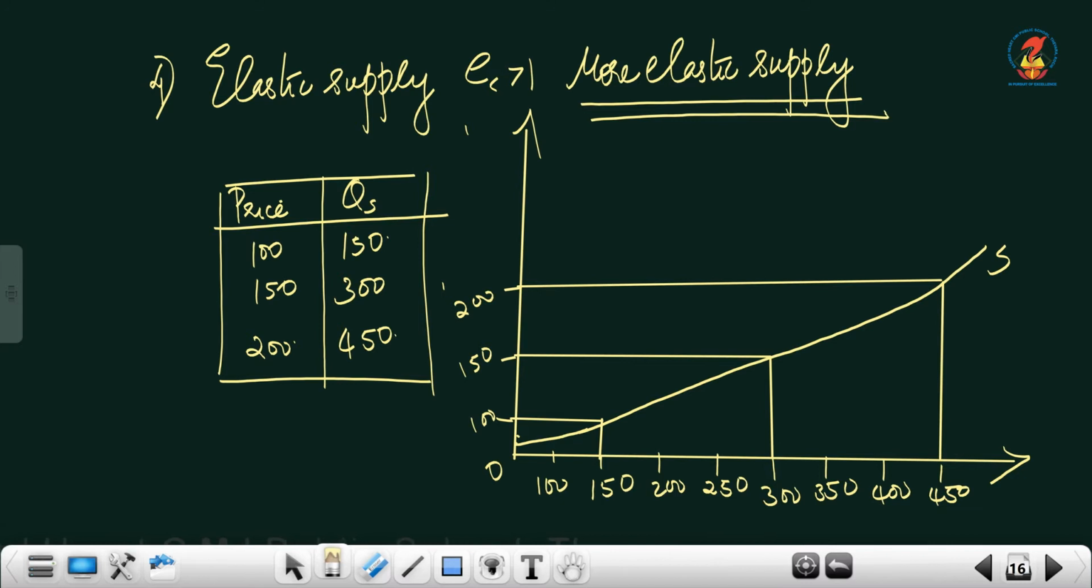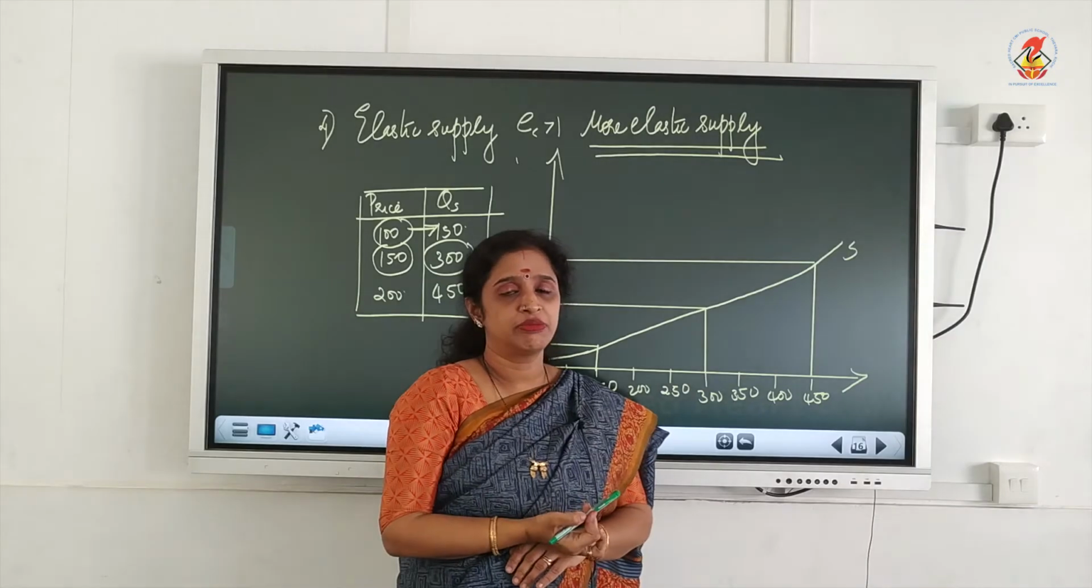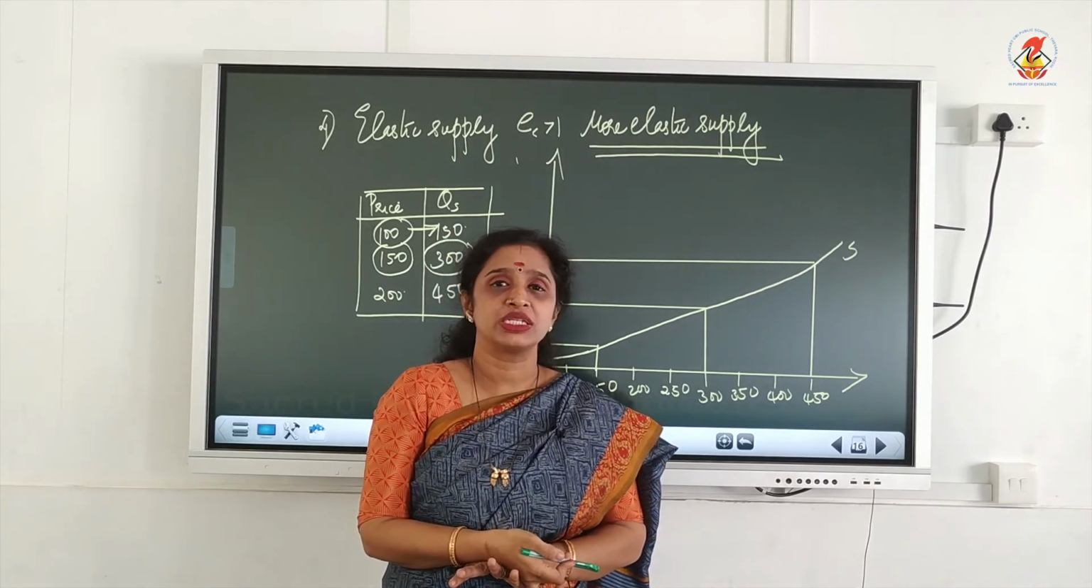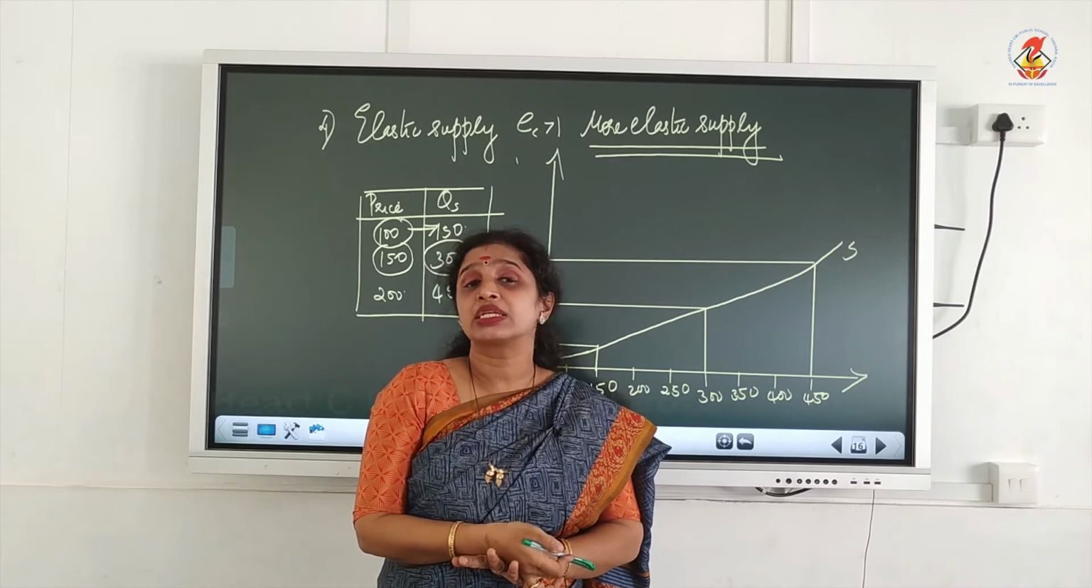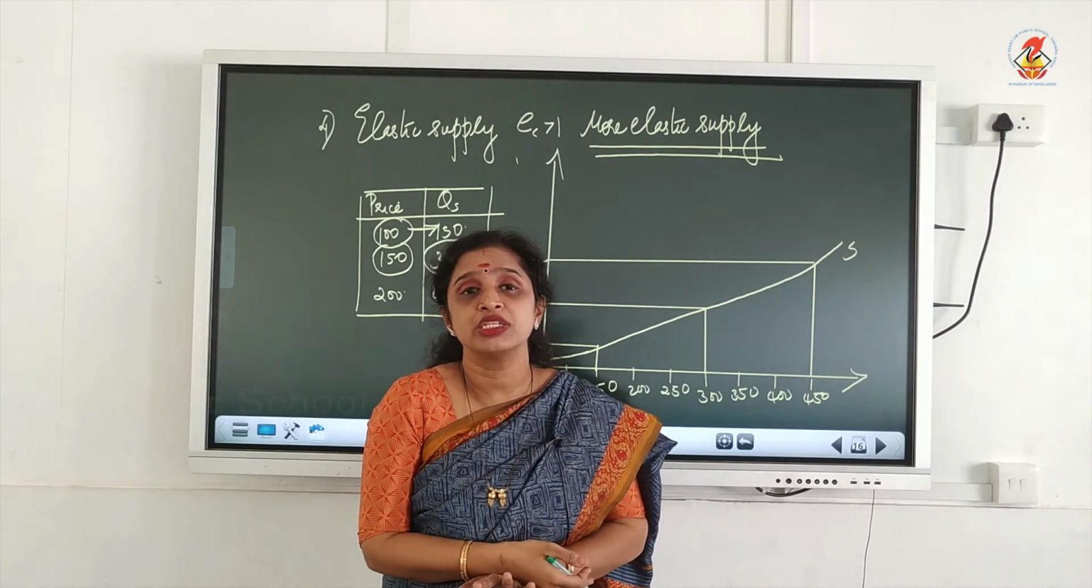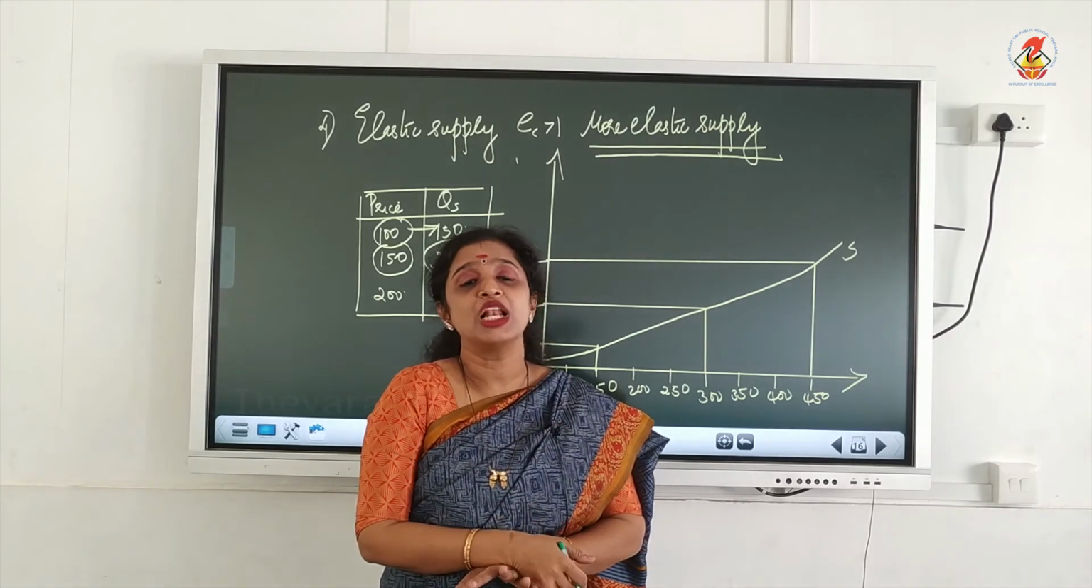What do you mean by more elastic supply? Let us learn it from the table. Price is given as 100, quantity supplied is 150. Now normally we know when the price increases, the producers will increase the supply, isn't it? When the price increases from 100 to 150, the producer is increasing his supply from 150 to 300. That means he has doubled the quantity supplied. That means a producer is that much sensitive. With a small change in the price, he is ready to sell more. That is elastic supply. He is very sensitive. A slight change in the price for the product in the market will make him sell more and more.